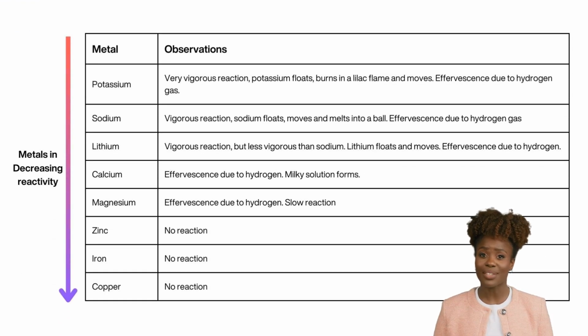This table summarizes the observations for some metals in decreasing order of reactivity. It reflects the significance of the reactivity series in the behavior of metals in their reactions.